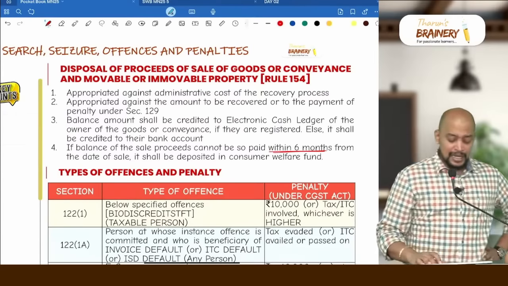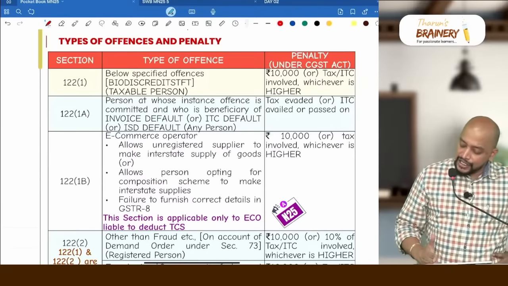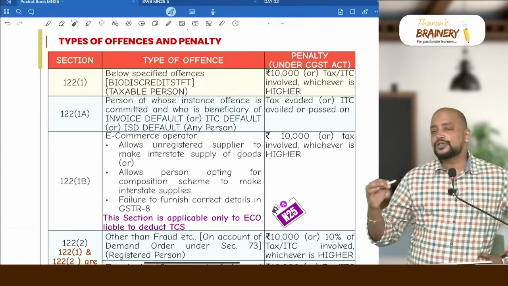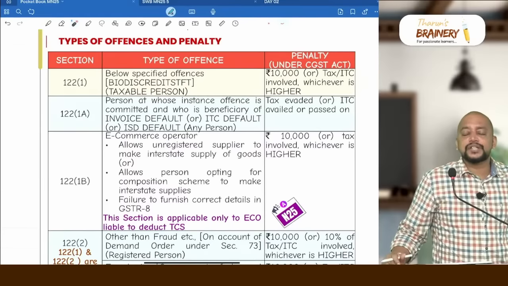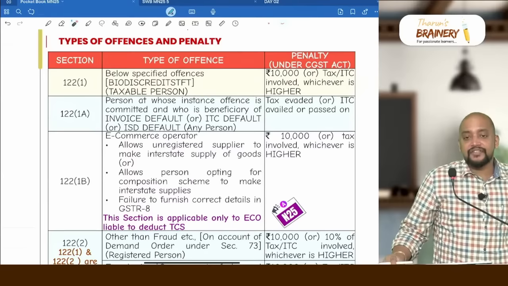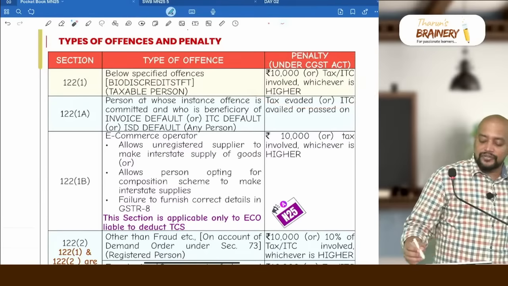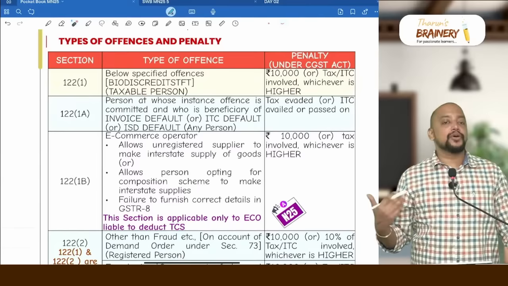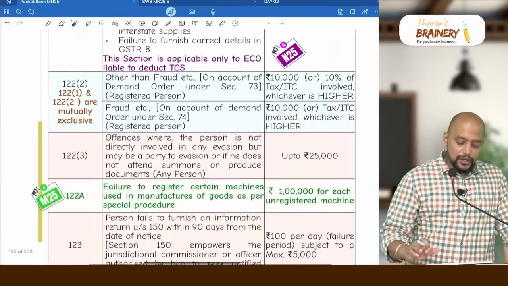Okay. Next, we completed the first part, that is, what are the offences that lead to search and seizure. Now we are looking into offences that lead to penalty. In that, section 122 subsection 1 talks about a list of offences. For that list of offences, the penalty will be 100% of the tax or ITC or refund or TDS, TCS, whatever is the amount involved in the offence, or 10,000, whichever is higher. So what are those offences?